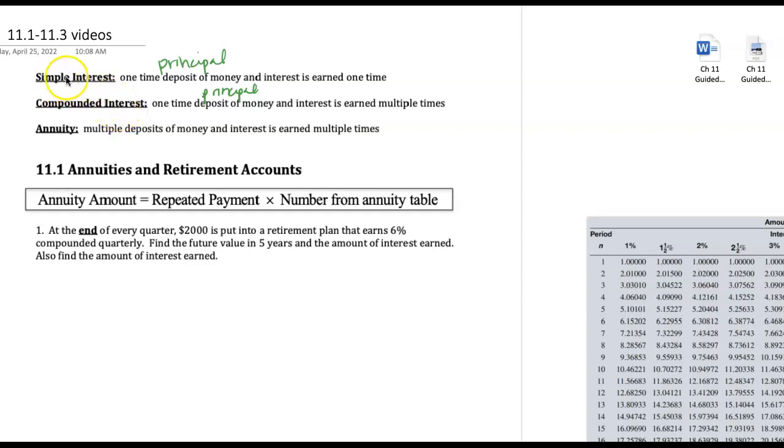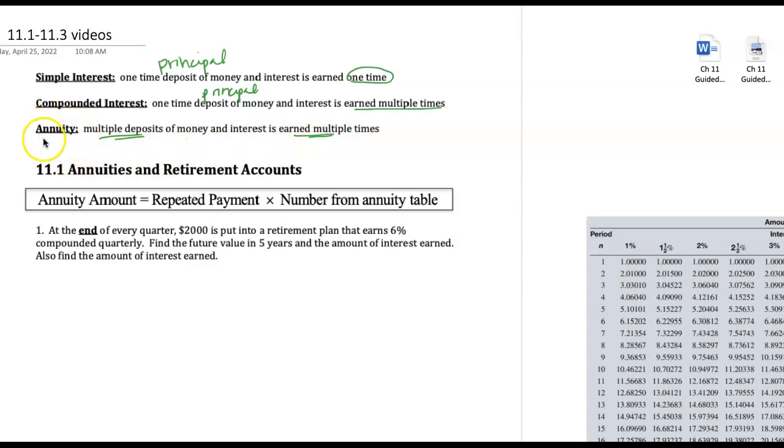The difference between simple interest and compounded interest is that simple interest has a one-time calculation of interest, and compound interest has interest earned multiple times. For example, we had interest earned monthly or quarterly or semi-annually. An annuity has multiple deposits, not one-time deposit, and interest is also earned multiple times. So let's say, for example, you're going to deposit money into the bank monthly, then you'll also earn interest monthly.